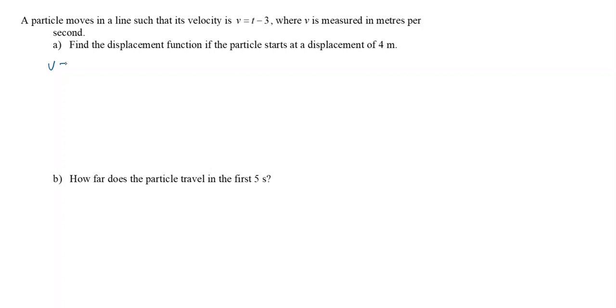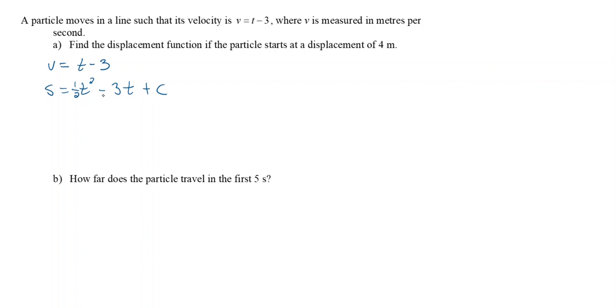If we start with v equals t minus 3 and take the antiderivative of that, that'll give us our displacement function. So we'll use s, which we do quite often in math, equals, so that would be t to the power of 2. Just add 1 to the exponent and then 1 over 2 for the coefficient, minus 3t, plus c.